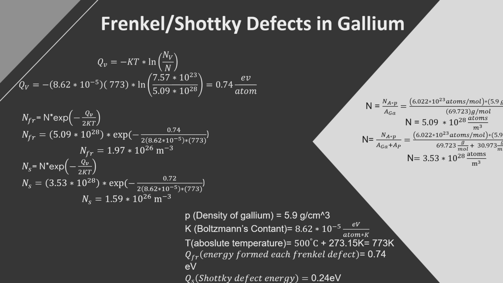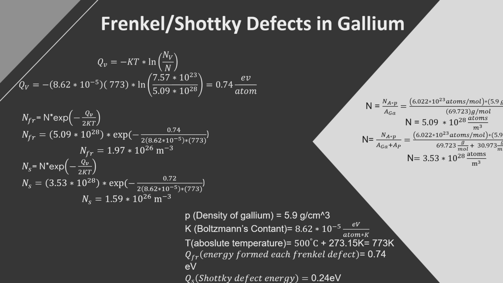We would then use this number of atoms to insert into our equation for activation energy. We find the activation energy by rearranging the number of vacancy formulas, giving us negative kT times natural log of number of vacancy by number of atoms. Using Boltzmann's constant, 8.62 times 10 to the negative 5 electron volts per atom times K, and the absolute temperature of 773 Kelvin gives us around 0.74 electron volts per atom.